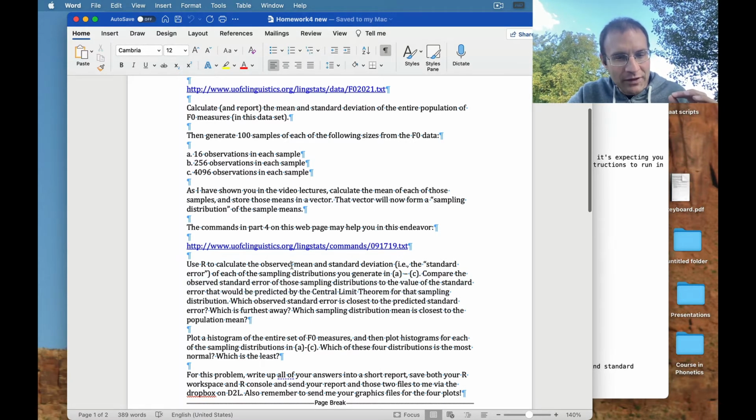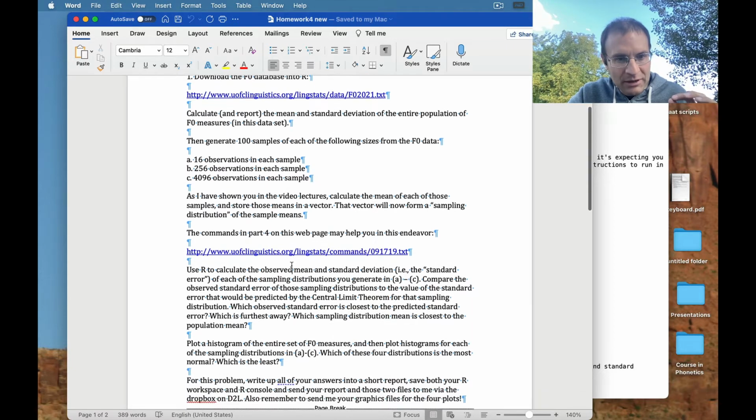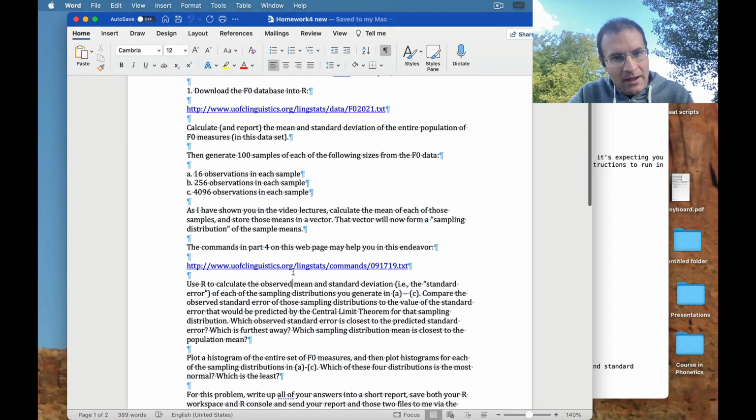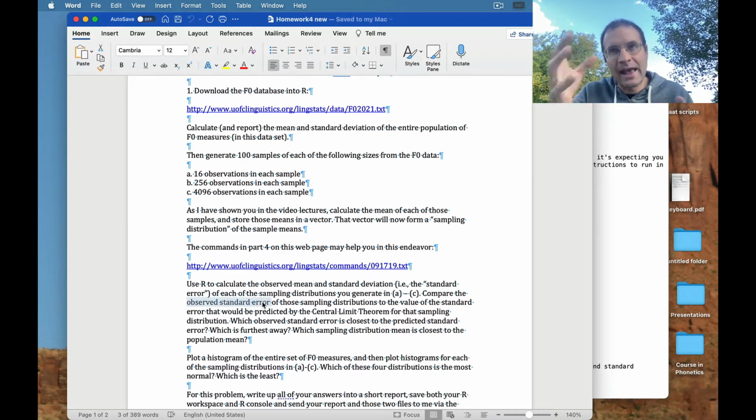But the one thing that people often get tripped up on is what I mean by observed versus predicted. Basically, what I mean by observed is you're generating sampling distributions of means for each of these 3 sets of data, and those sampling distributions will have their own standard deviations. You can think of those standard deviations as the standard error of those sampling distributions, and in particular that's an observed standard error. That's a standard error that you actually calculate based on data you've collected from the sampling process.